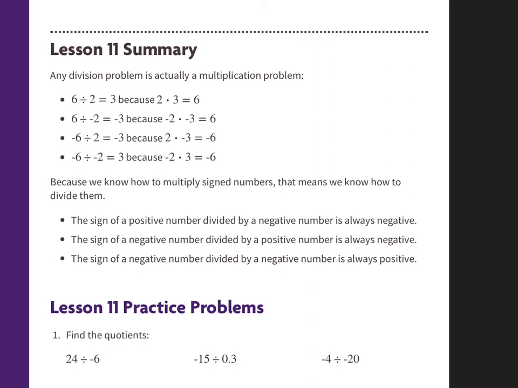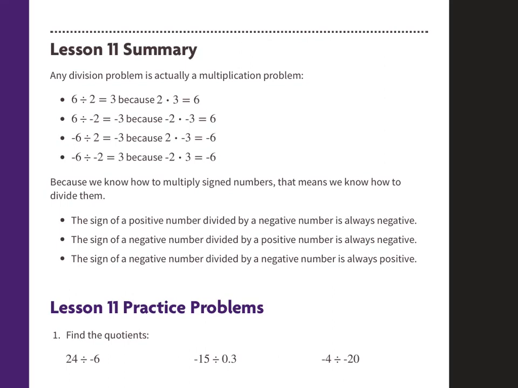Remember, multiplication and division are opposites of each other. The sign of a positive number divided by a negative number is always negative. The sign of a negative number divided by a positive number is always negative. The sign of a negative divided by negative is always positive. So the rules for multiply and divide are the same.